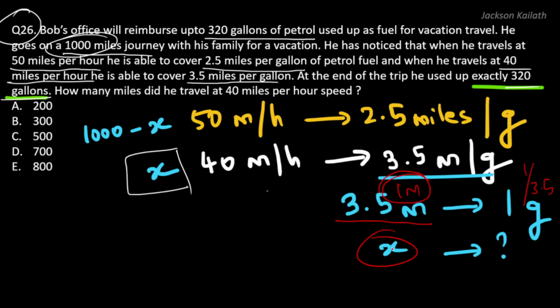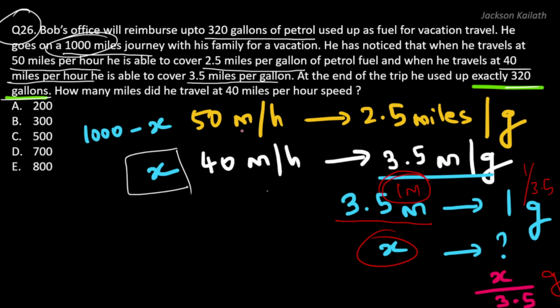So 1 into X gives X itself, and 1 by 3.5 into X gives you X divided by 3.5. So to travel X miles at 40 miles per hour, he would have required X divided by 3.5 gallons of fuel. All right. Now in a similar manner, if for X it's 3 and at 40 miles per hour, the gallons required is X by 3.5.